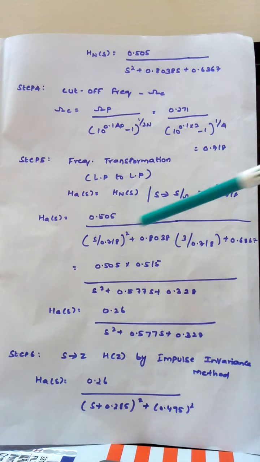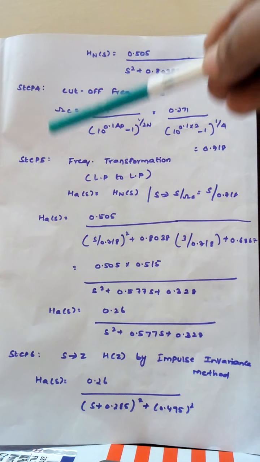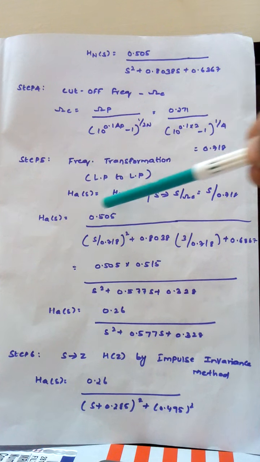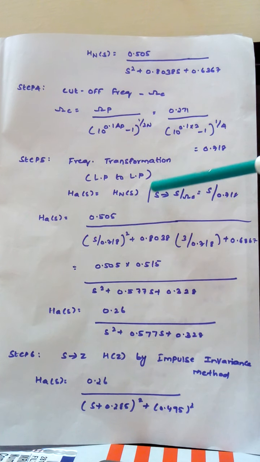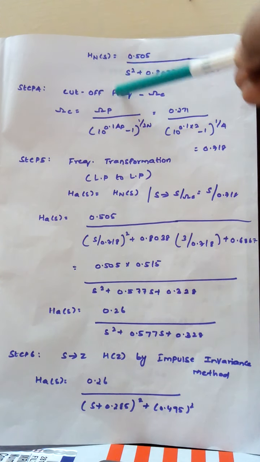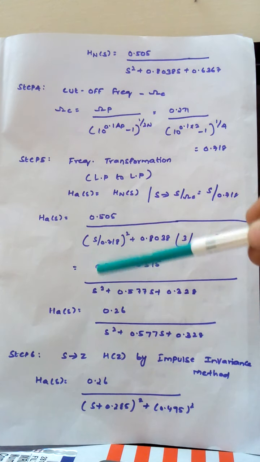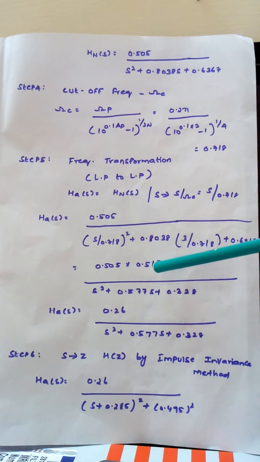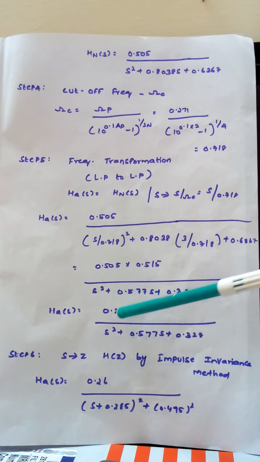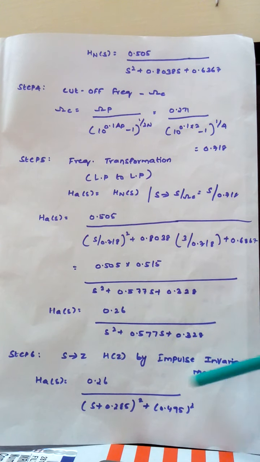Next, we have to find H of s, so we have to go for the frequency transformation. Here also they did not mention it in the question, so we can go for low pass to low pass. The s value is replaced by s by Ωc, where Ωc is 0.718. So in this transfer function, s is replaced by s by 0.718. We get 0.505 into 0.15, and multiplying, we get 0.26 divided by s squared plus 0.577 s plus 0.328. If you simplify, we get this. This is your transfer function.